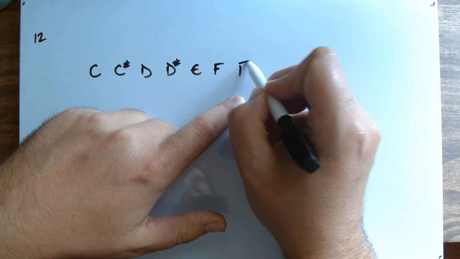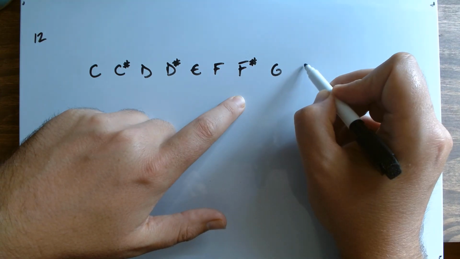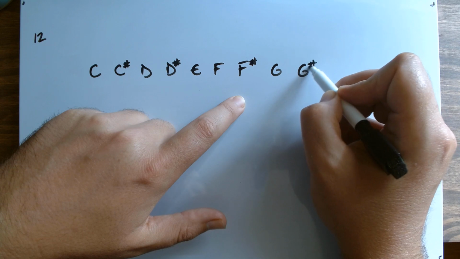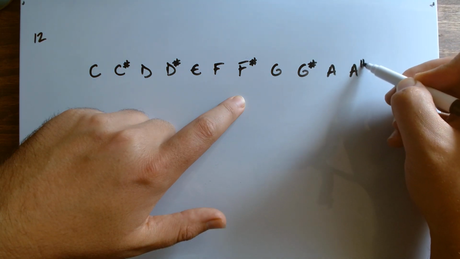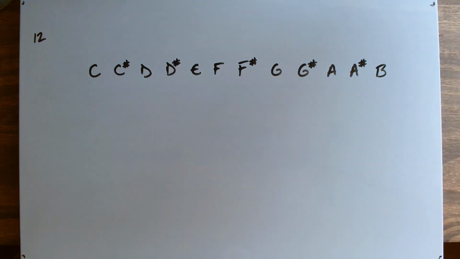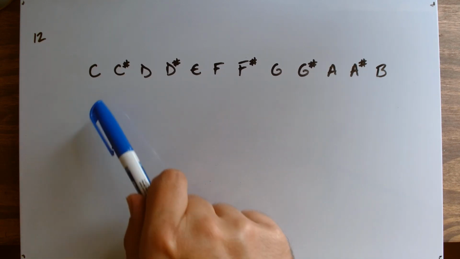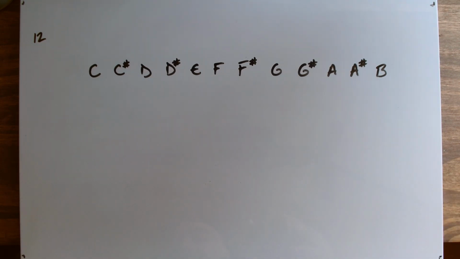Then there is an F sharp, a G, G sharp, A, A sharp, and a B. Okay. So if you count those up, there should be 12, I'm pretty sure. Let's see here. 6, 7, 8, 9, 10. Yep, okay, so there's 12.